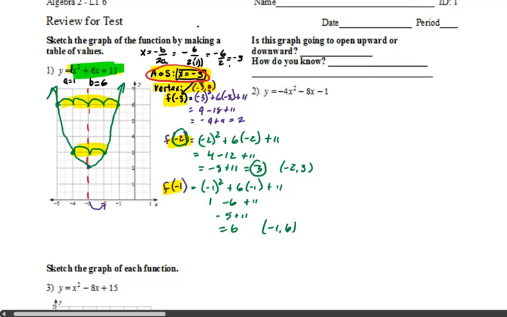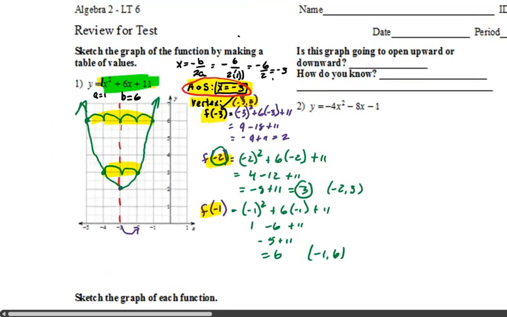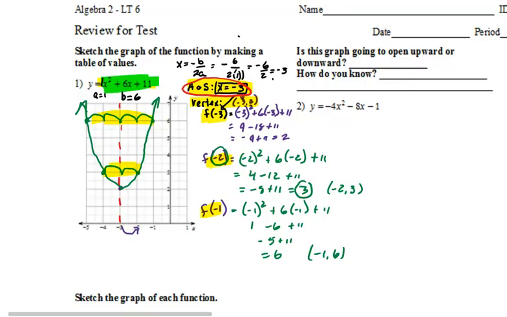Okay. In this graph, is this graph going to open upward or downward? So we look at this right here. This negative tells us it's going to open downward.